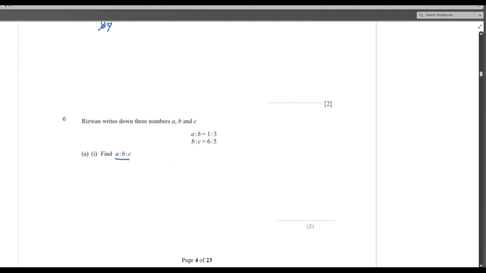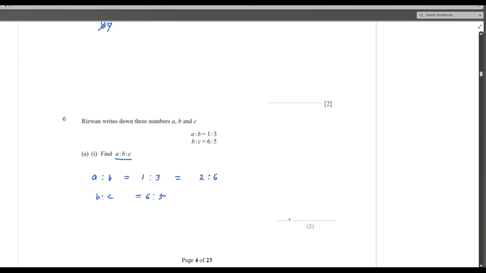Next question. Rizwan, write down 3 numbers A, B and C. Find the ratio of A, B, C. So A ratio B, if you see, is given as 1:3. Now B ratio C, the component of B is 6. So I will try to get 6 over here for B. So this 1:3 I can write as 2:6, and then B ratio C is your 6:5.